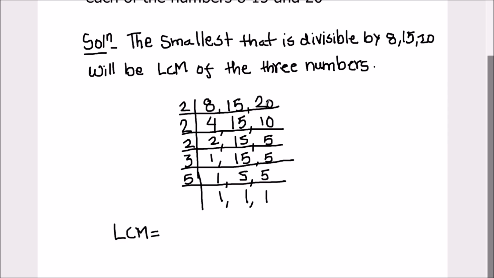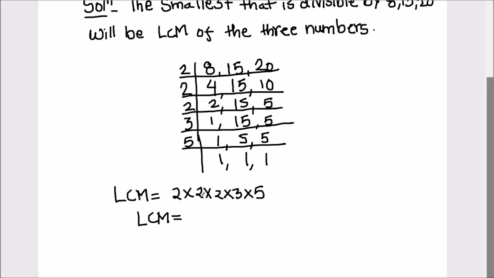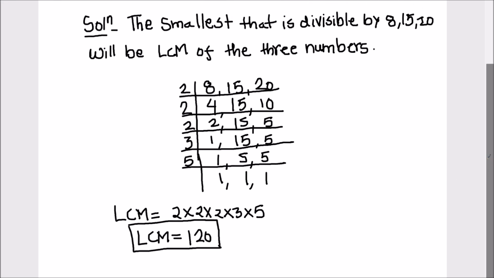To find the LCM of the three numbers, we are going to take the product of all the numbers on the left hand side of the ladder, which are the prime factors. So the product is 2 times 2 times 2 times 3 times 5, which equals 2 times 2 is 4, 4 times 2 is 8, 8 times 3 is 24, and 24 times 5 is 120. So the LCM of the three numbers 8, 15 and 20 is 120, and this is the number which is fully divisible by the three numbers without leaving a remainder.